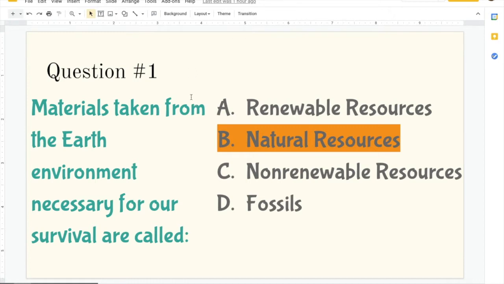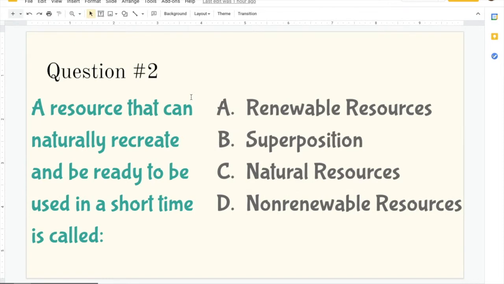Let's move on to question 2. Question 2 says, a resource that can be naturally recreated and be ready to use in a short time is called. What are the resources that is naturally recreated and ready to use in a short time? Is it a renewable resource? Is it called superposition? Is it called natural resources? Or is it called non-renewable resources? Answer the question on Edpuzzle now.